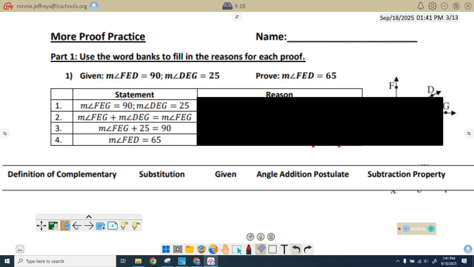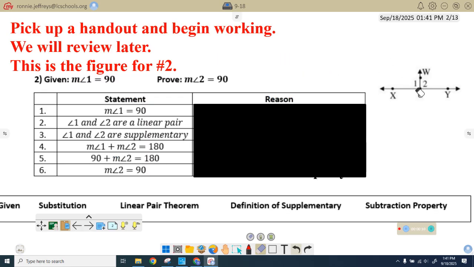I actually had to have this number 2 on first because somehow the drawing didn't get in there.